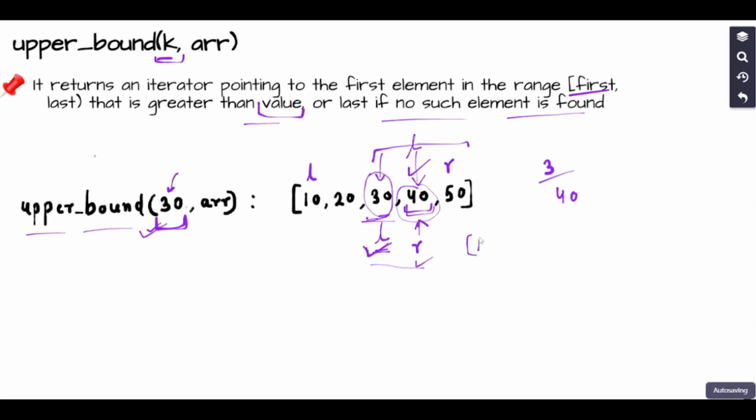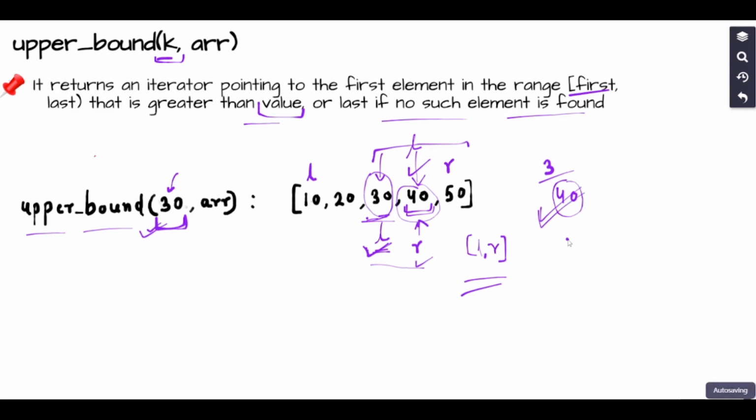So L and R are at the same position. So this range contains only one element, so there is no way the upper bound can be anything other than this element. And this element is 40 indeed, which we already had in our answer variable. So I return my 40. So I return the answer.